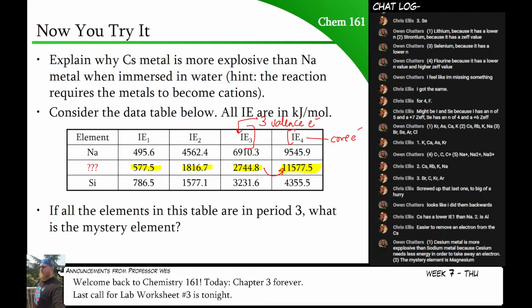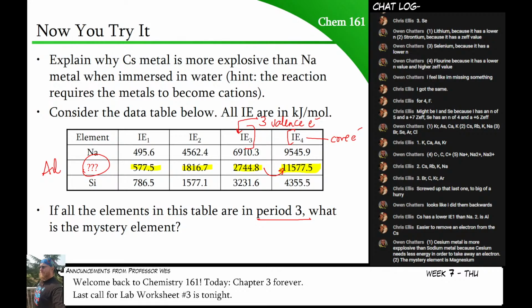So based on this information, what element is in period 3 and has 3 valence electrons? It's aluminum. And I know this is aluminum because I literally went to WebElements and copied these numbers when I wrote this slide. All right, that's ionization energy.